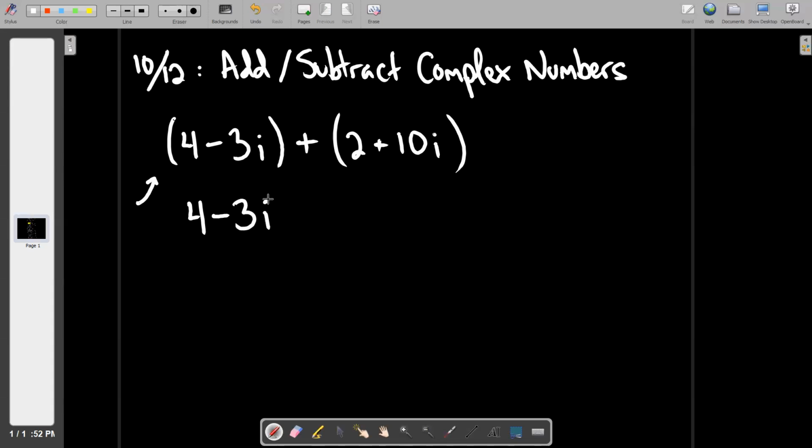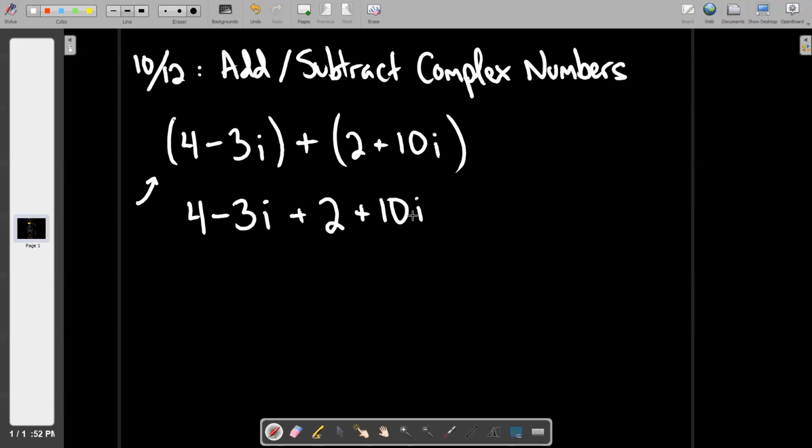You could make a case that there's a plus sign. I get that. But a plus sign is like a positive 1. And when you distribute a positive 1, nothing changes. So the 2 is still just a plus 2, and the 10i is still just a plus 10i. If you're wondering, that seems really stupid, I don't think I should have to show that.